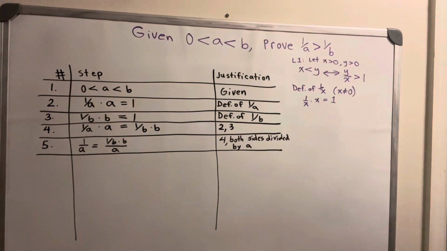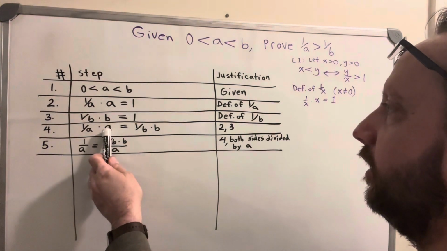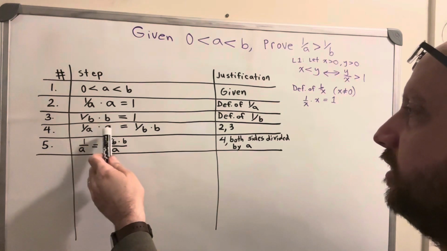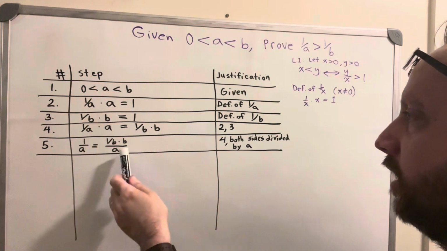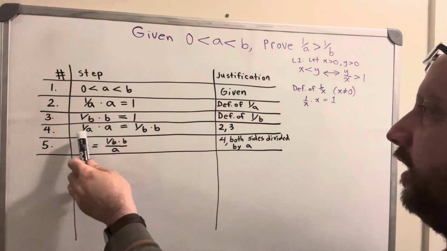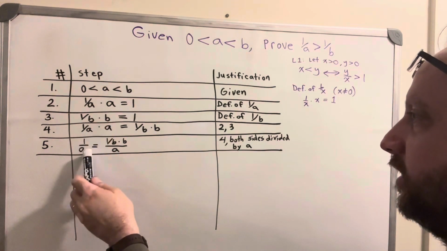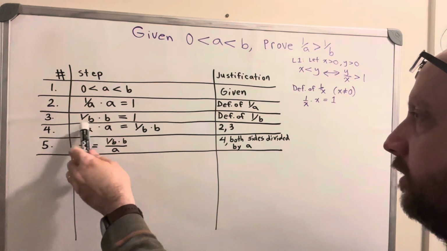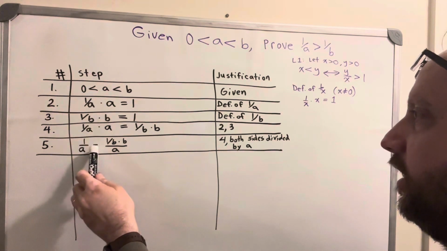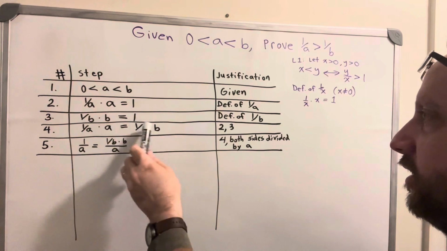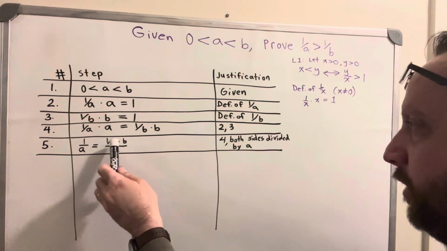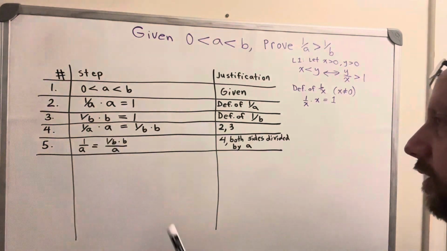The next thing we can do is take line 4 and divide both sides by A. So this A gets over to here on the denominator. And if we divide all of this by A, then this A and this A cancel out. So all we're left with here is this 1 over A is equal to this side divided by A. So 1 over B times B over A.